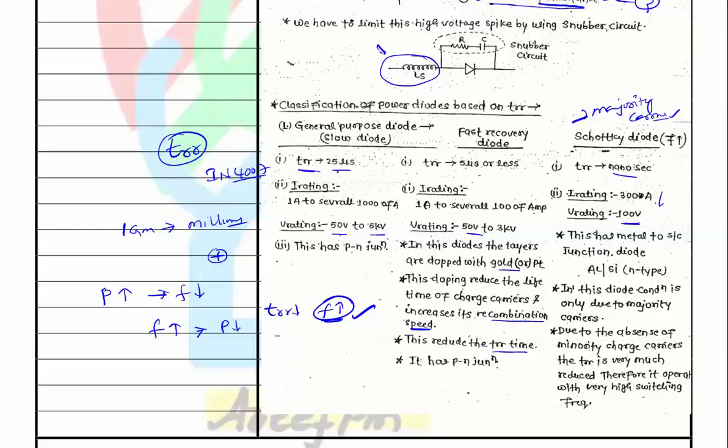This has the metal to short circuit the junction diodes here. Aluminum or silicon, we'll use N type here. In this diode, the conduction is only due to majority carriers, as we discussed earlier. Due to the absence of minority carriers, the TRR is very much reduced. Therefore, its operation is with very high switching frequencies. So they are operating at very high switching frequencies.